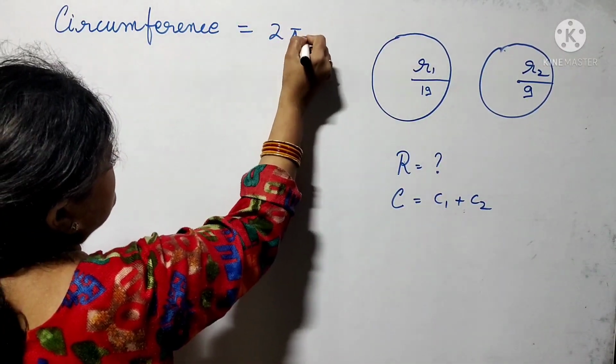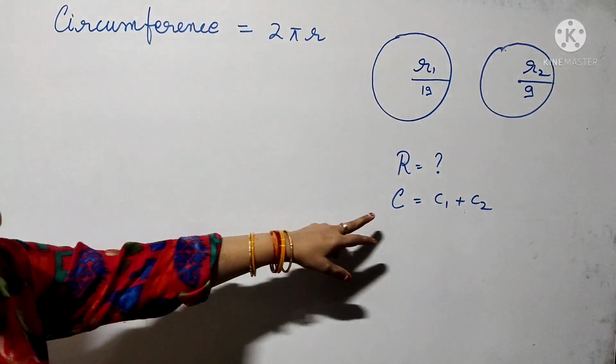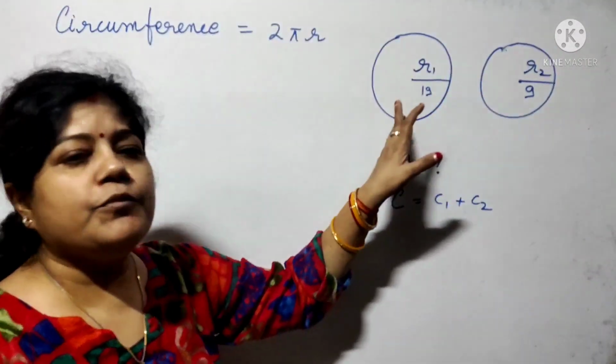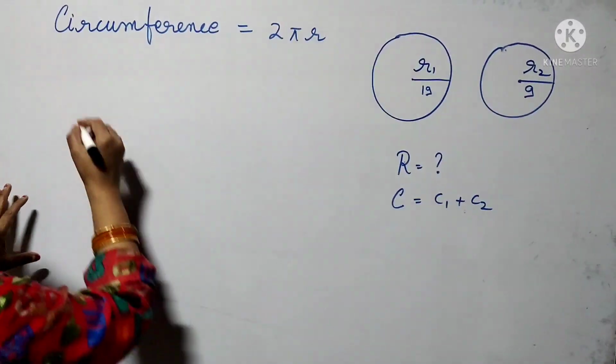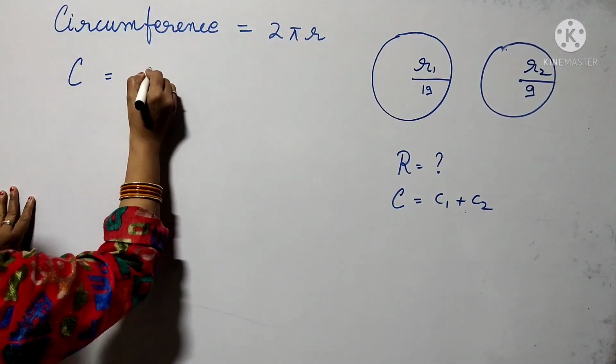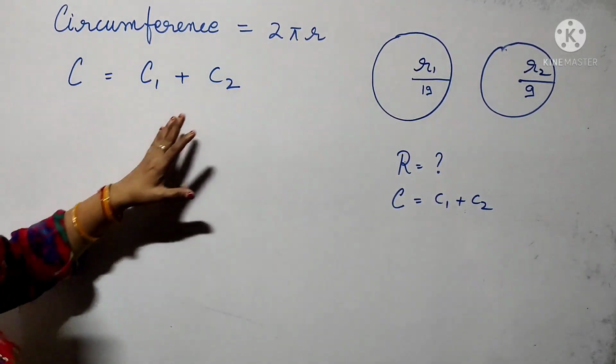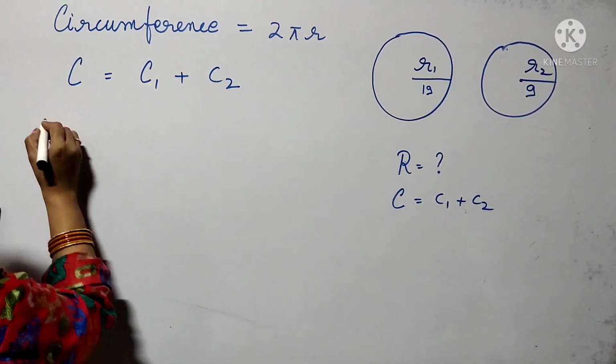The formula is 2 pi r. Now, net circumference is equal to the sum of the circumferences of both of the circles. So, net circumference is equal to the circumference of both of the circles. Now, we can put the formula over here.